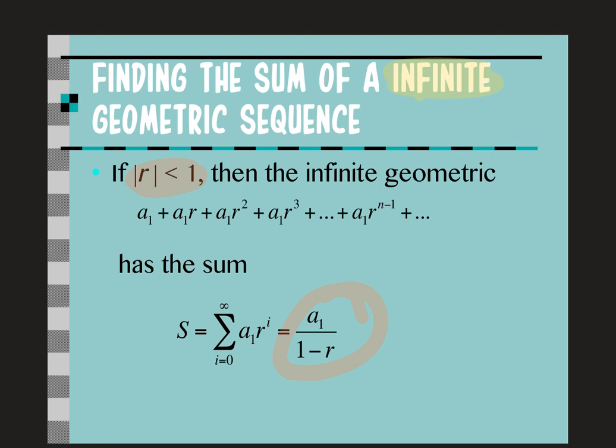So how do I know it's infinite? It will literally say infinite. It will say dot, dot, dot. Or look at the top of this guy. It's an infinity symbol. So if infinity is at the top of your geometric summation, then you're using this formula.